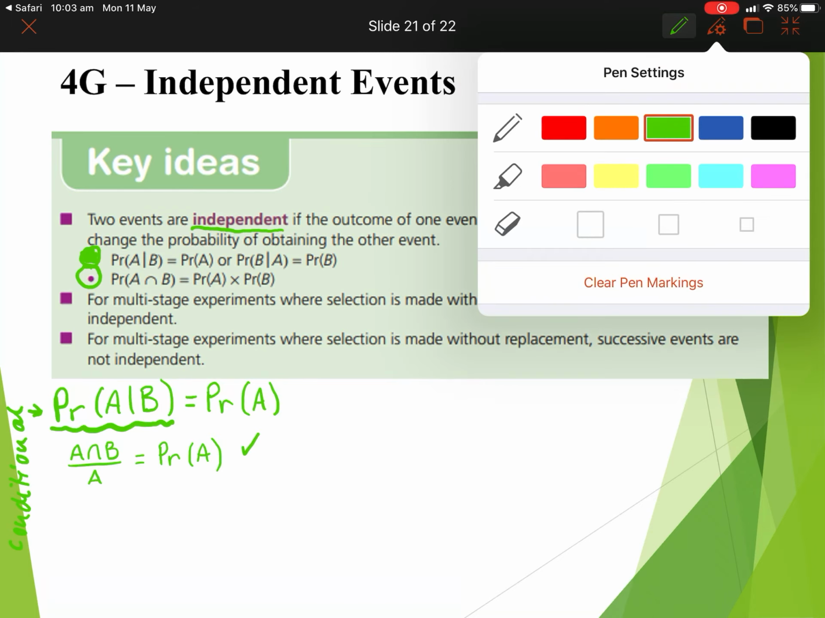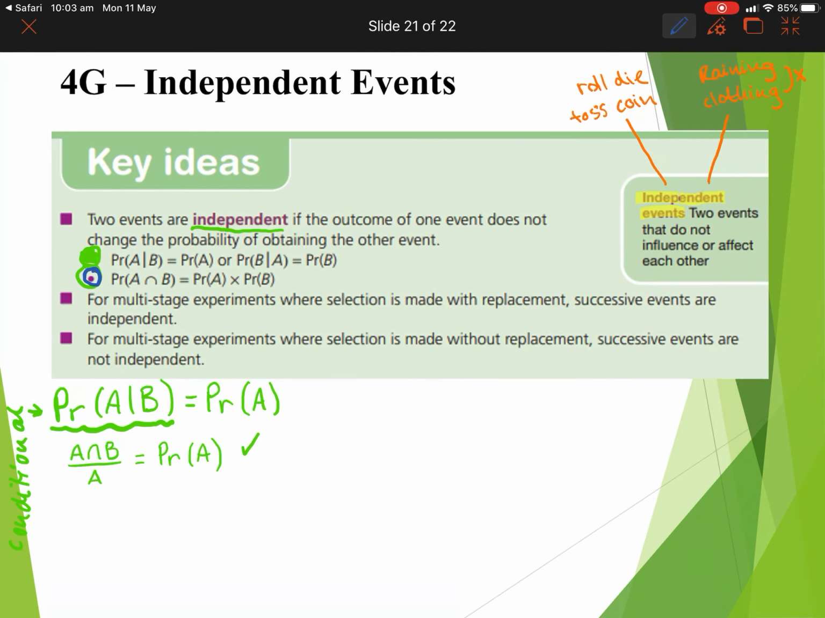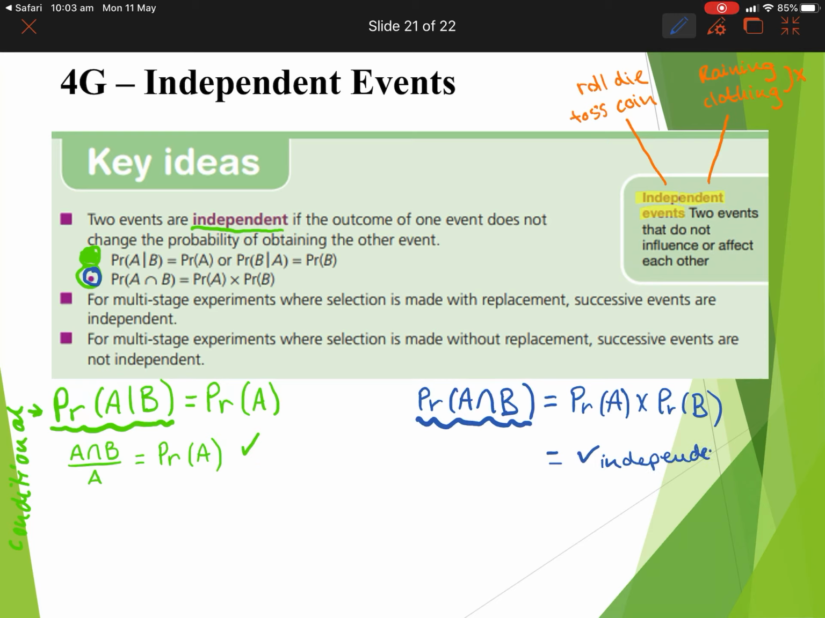The other condition, let's do that one in blue. The other condition of whether two events are independent is if you have the probability of A intersect B, the intersection. If that probability equals the probability of A times the probability of B, that means it's independent. So we can do tests to see if that's true.